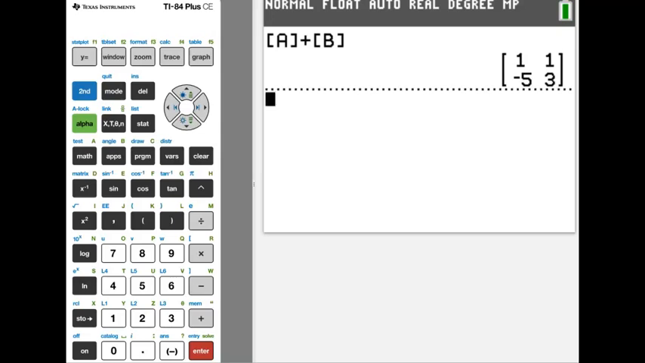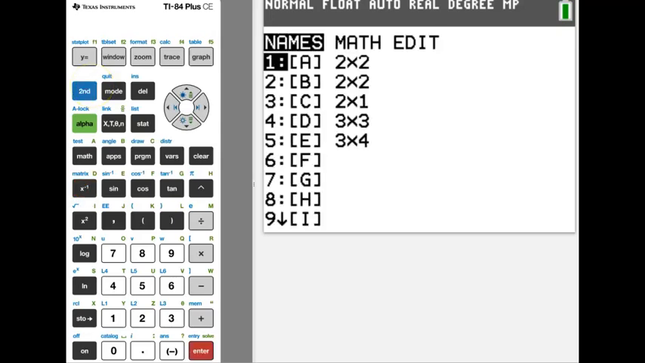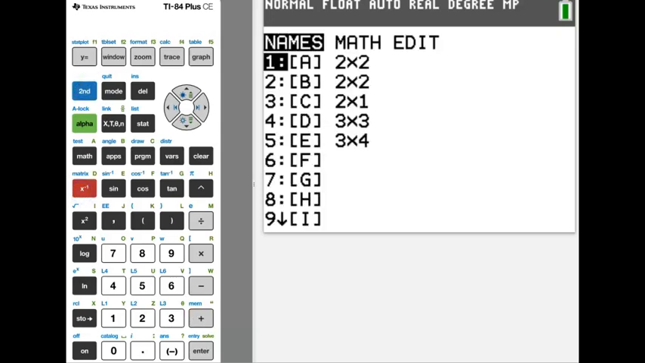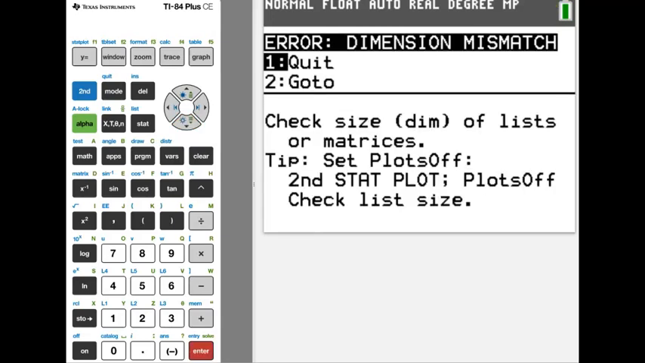All right, then we've already seen that you can't add A plus C, but just to see what that would look like on your calculator, if you tried that. So if I tried to do A plus C, not only does my calculator tell me that doesn't work, it tells me why it doesn't work. You can see the error message is that your dimensions don't match, right?